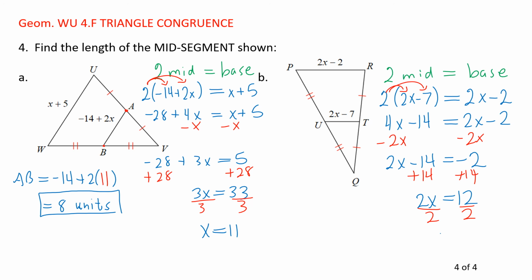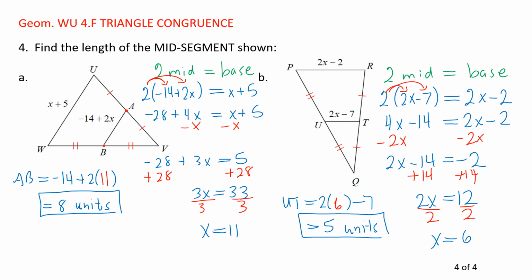Looks like x is going to equal 6, but again, that's not the answer. I wanted to find UT, which is 2x minus 7. And that is 5. And that's that.